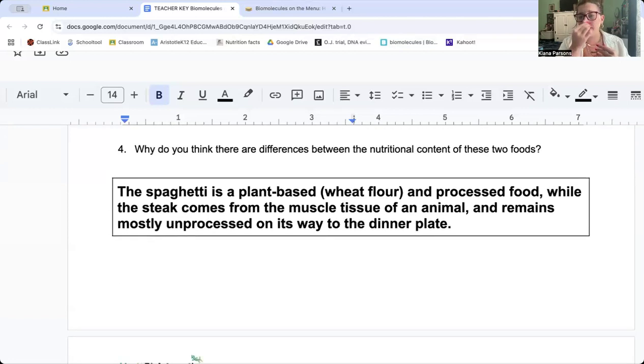All right. Why do you think there are differences between the nutritional content of these two foods? Again, we looked at the ingredient list, and that's why the spaghetti is a plant-based food coming from wheat flour, and it is highly processed. It literally comes from a factory typically, while the steak comes from the muscle tissue of an animal. It's more of a whole food that remains mostly unprocessed on its way to the dinner plate. So we're going to be getting different nutritional content because one's a plant and one's an animal.